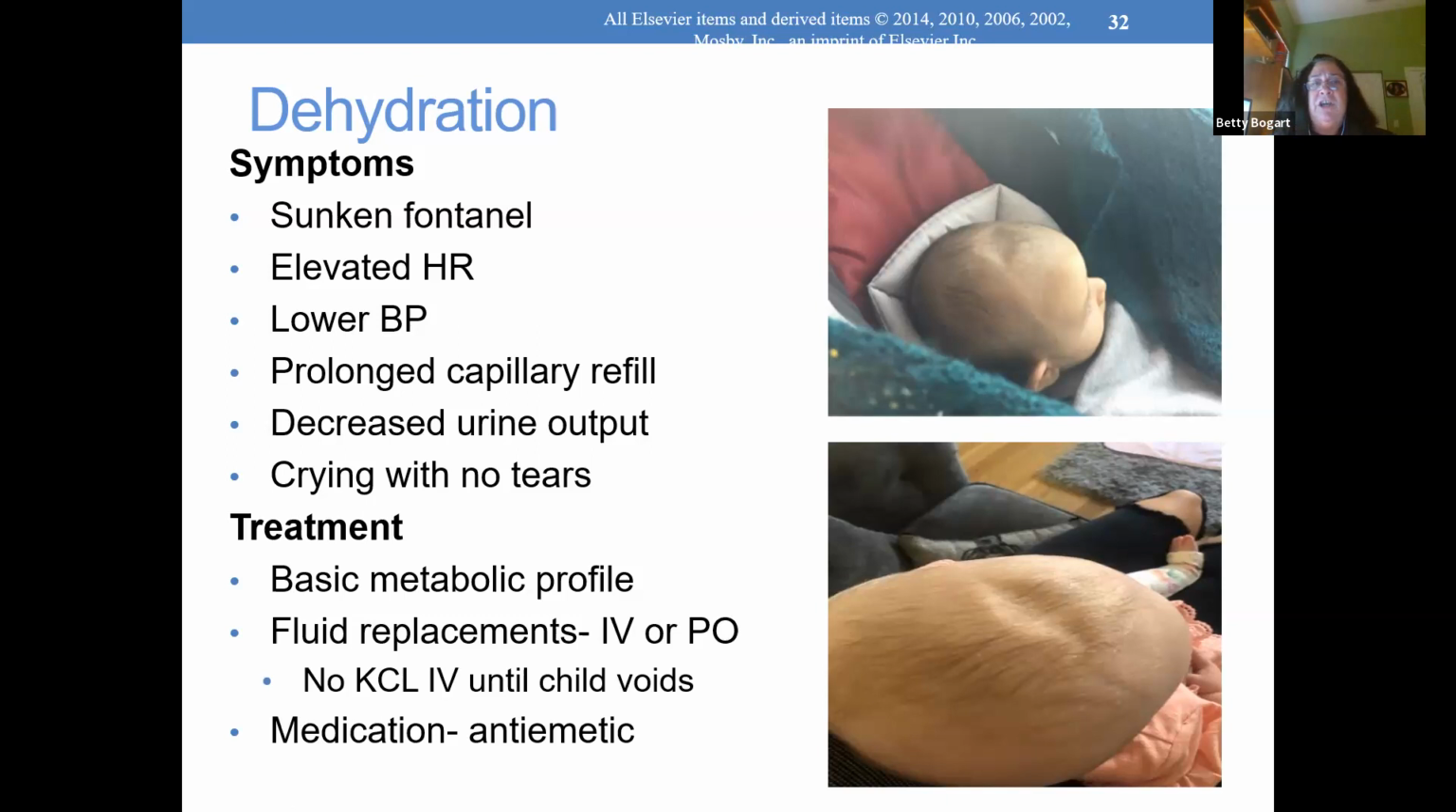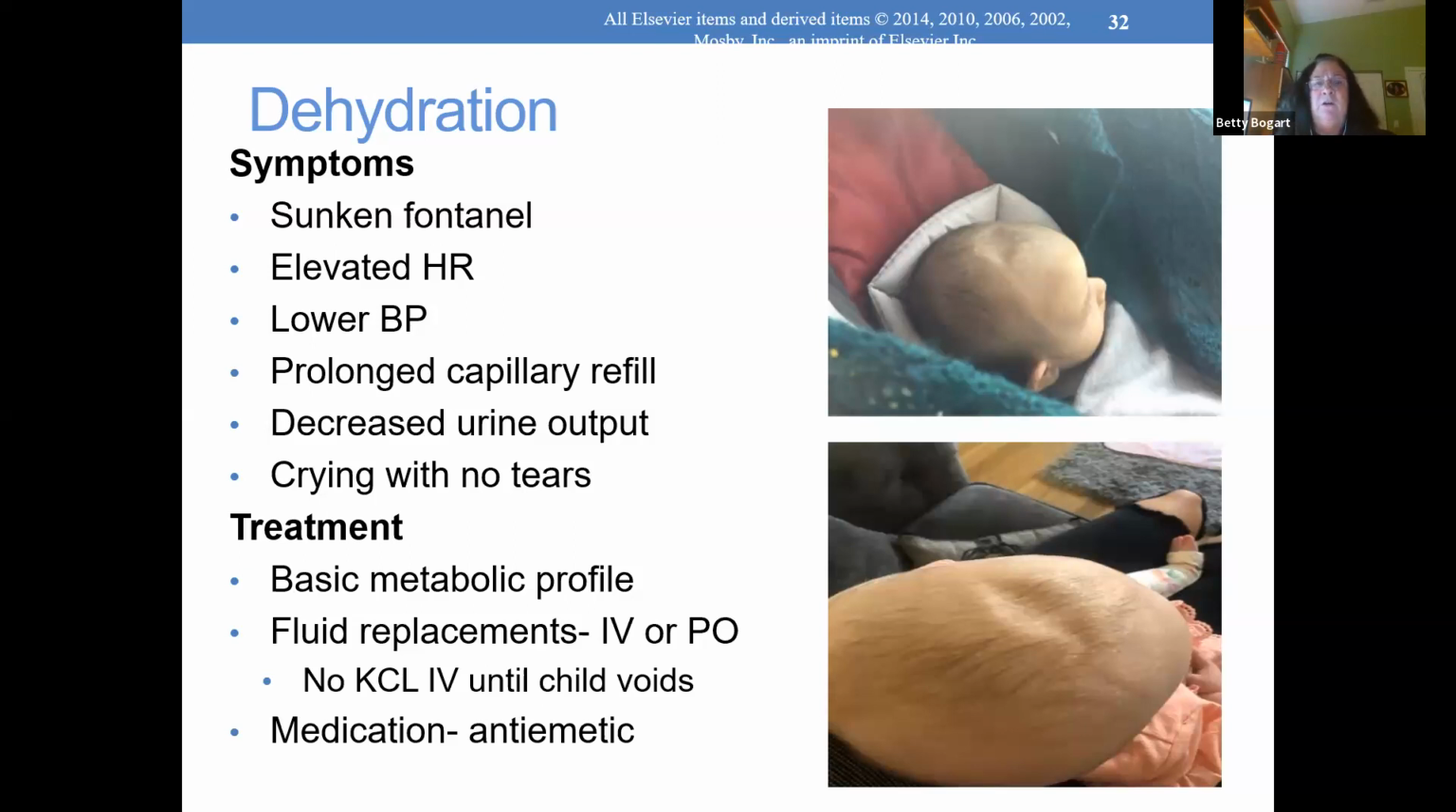Next thing, what am I going to check? I'm going to check a heart rate. Is it higher than normal? I'm going to check a blood pressure. It's going to be lower than normal. I'm going to check capillary refill. It's going to be prolonged. Could be 5 or 6 seconds. Urine output could be non-existing. And I think the saddest thing is a little infant crying and having no tears. And when you see no tears, you're in big trouble.